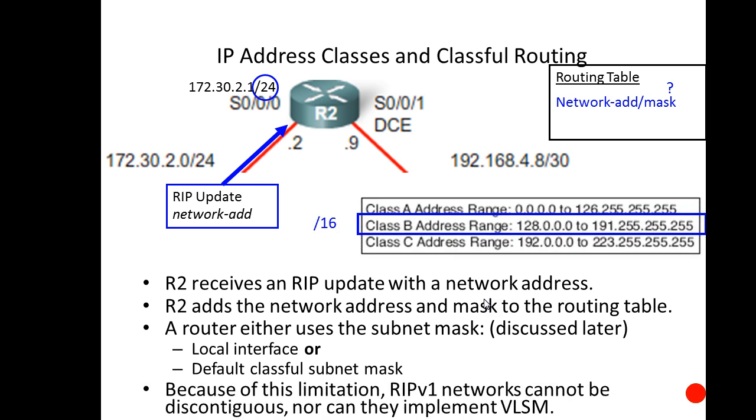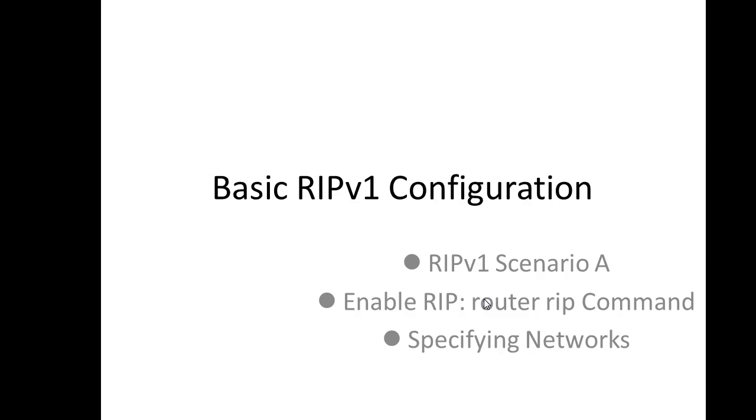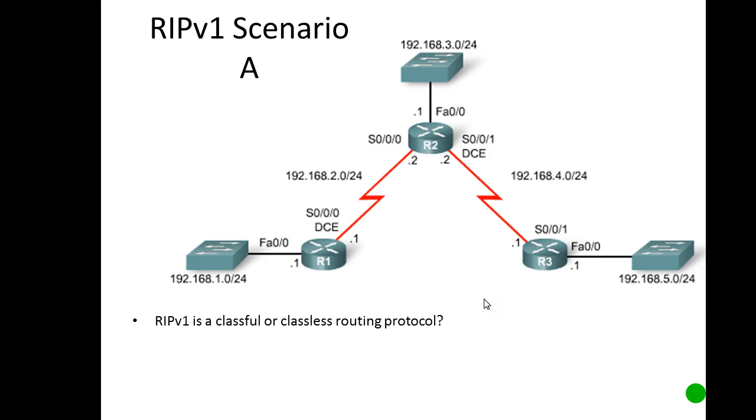Because of these limitations, RIP version 1 networks cannot be discontinuous. We'll talk more about this later on. Nor can they implement VLSM. So today, we are going to configure RIP version 1 on R1, R2, and R3. This is the scenario that we are going to use.